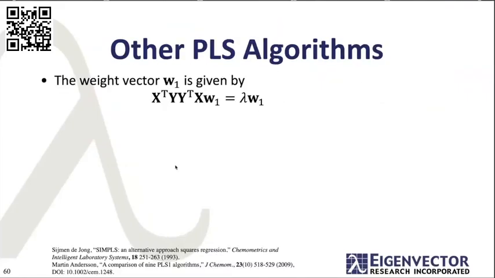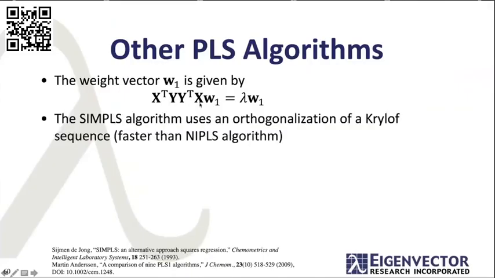And there are other algorithms. There's lots of them. There's a really nice comparison by Martin Andersson of 9 different PLS algorithms that, if you really want to get in the math. If you look at a real fun one called SIMPLS, the weight vector turns out to be just the eigenvector of this cross product between X and Y transpose X. And it uses what's called an orthogonalization of a Krylov sequence. It's faster than NIPALS, and it's actually quite accurate as well.